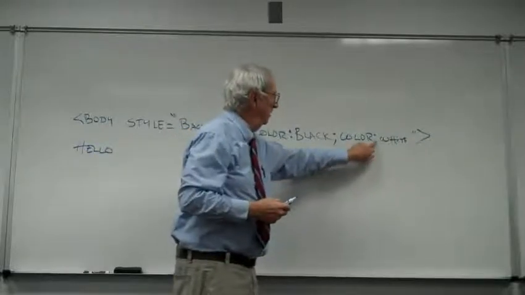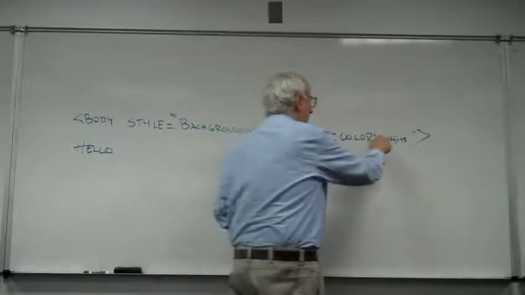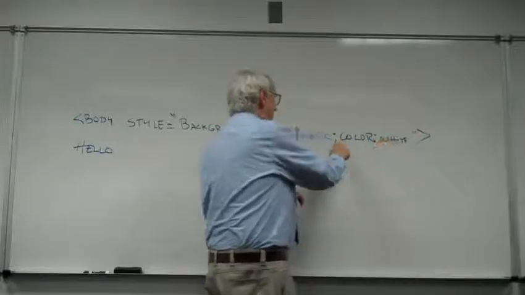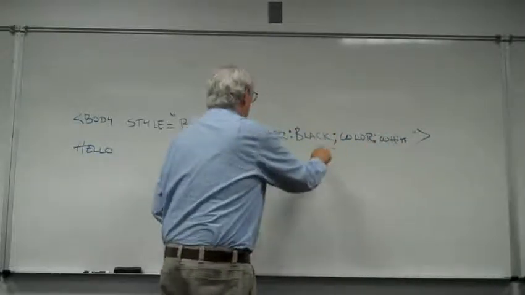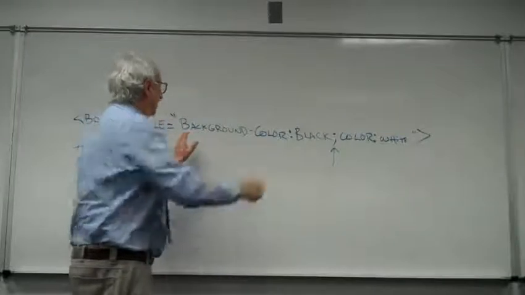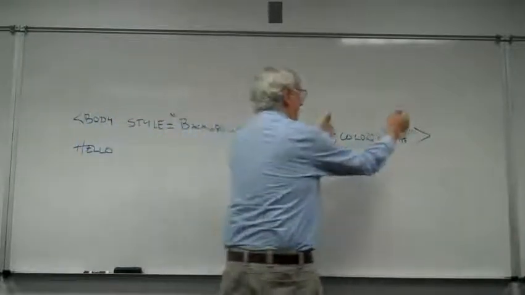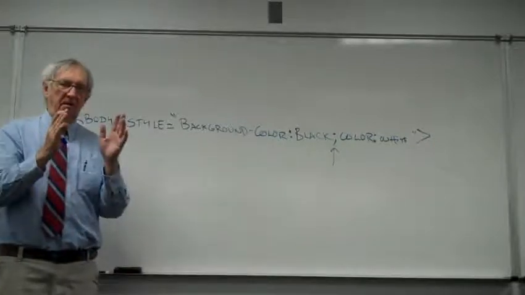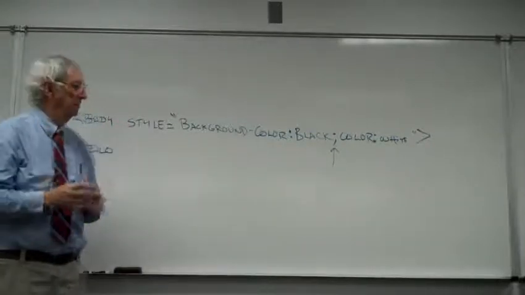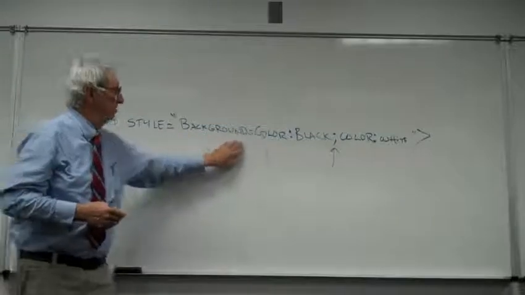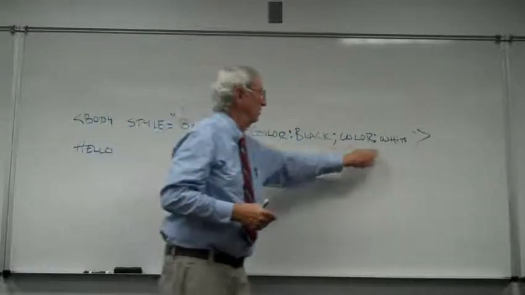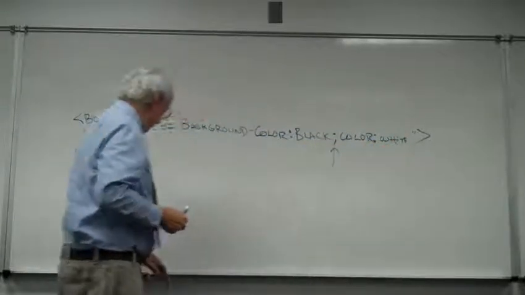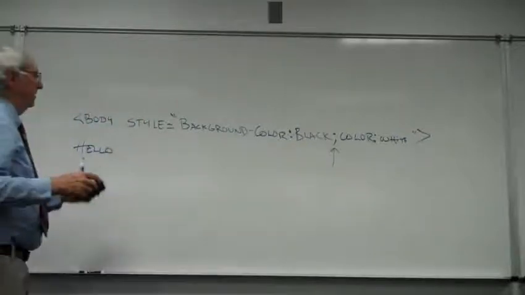Don't forget, between what color it is and the color itself, it's got to be a colon. These semicolons right here are just between the actual complete command and the next complete command. It separates them. This is like a program instruction, semicolon, another program instruction, semicolon, and so forth. Okay, so does everybody see that?